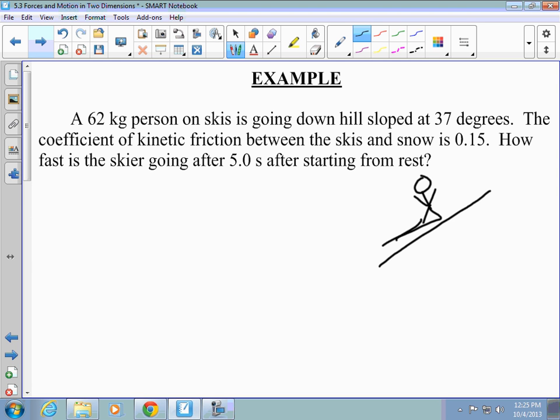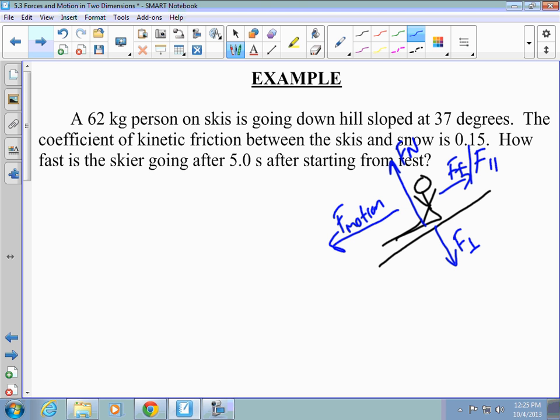Now we have a multitude of forces happening on our skier right now. We have the perpendicular force. We have the force of friction, which is also going to act as the parallel force. We have the force of the skier going downhill. And we also have the normal force pushing up on the skier. So we have a bunch of forces at play here.